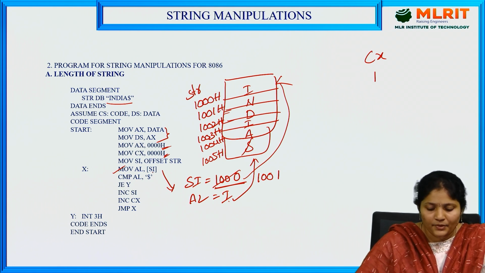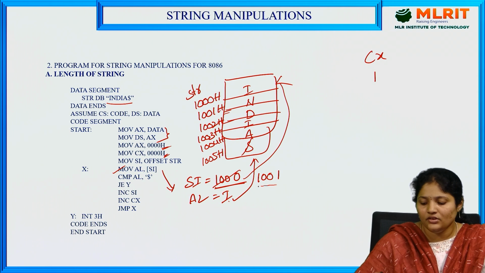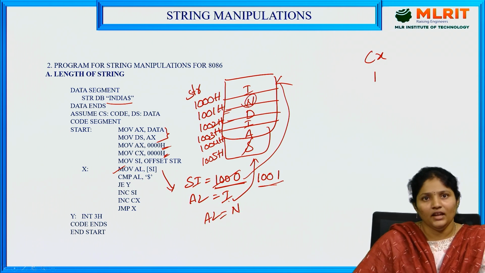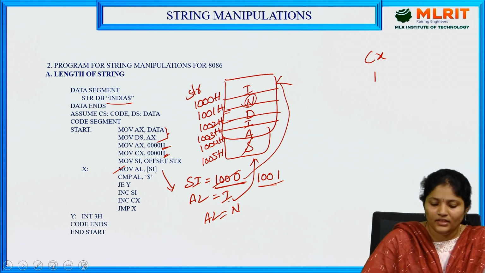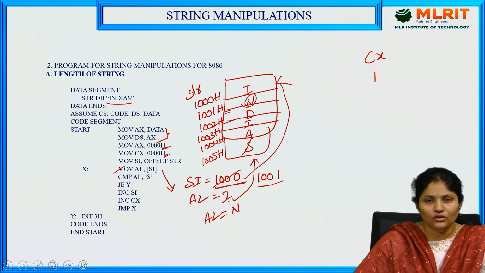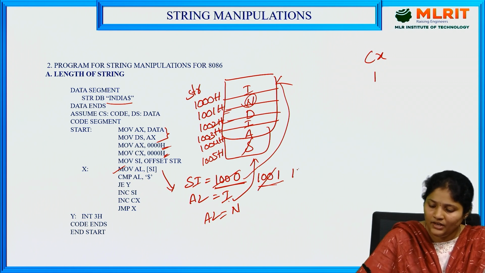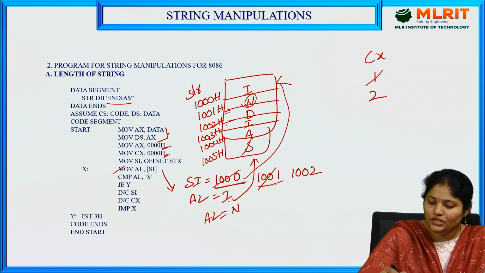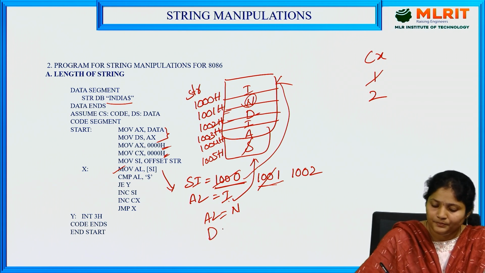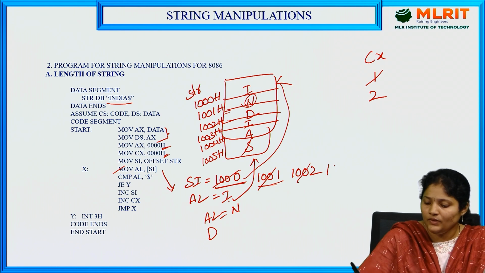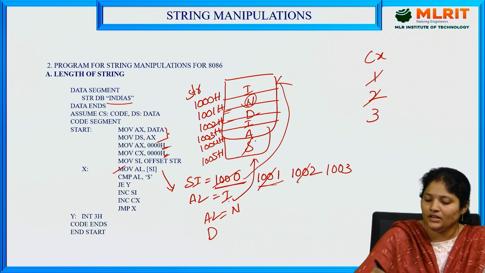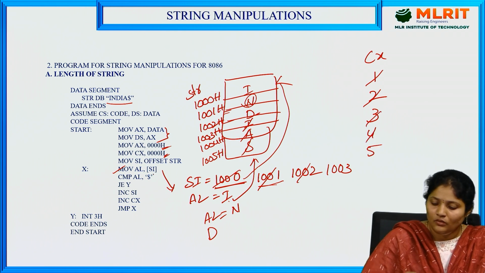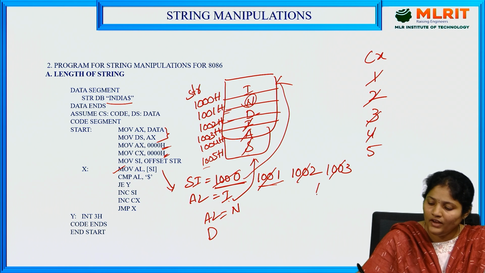Again, this instruction will get executed. The data present in the SI location, what is the SI location now? 1001. In this location N is present. N is moved to the AL register. So N is compared with the dollar. It is also not equal. Again SI will be incremented to 1002 and CX will be incremented. At 1002, D is compared with dollar, not equal. Again it will be incremented and CX will be incremented. Next I, then A will get incremented. And now what is the data present in the 1005 location?